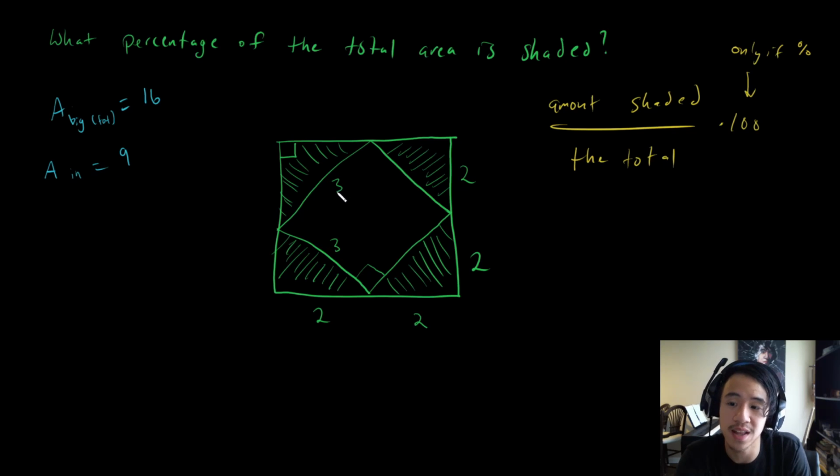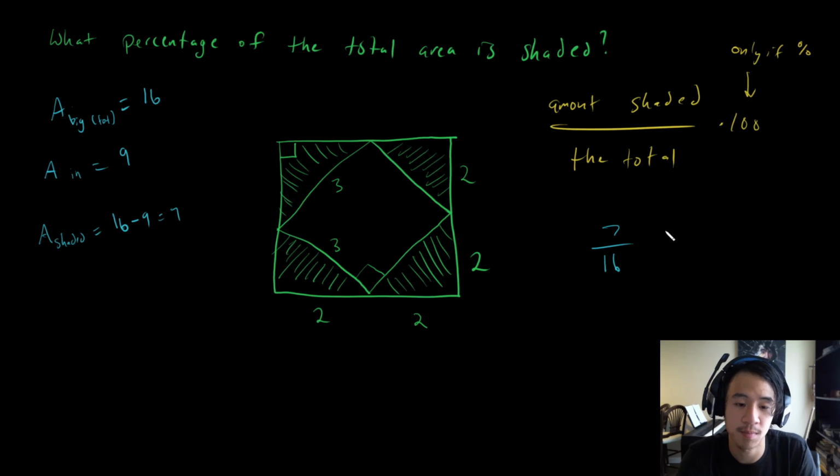So that means the area that's shaded is everything but the interior. So the area shaded is going to be 16 minus 9. So let me make this clear. It's everything that's in the big square, but not what's in the middle square, in the interior square. So that's why we're doing the big square minus the little square. So this is the area shaded. It's going to be 7. And then our total is 16.